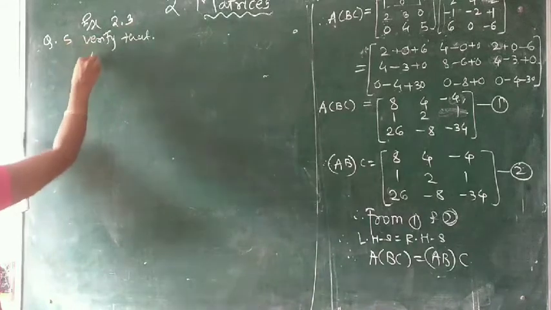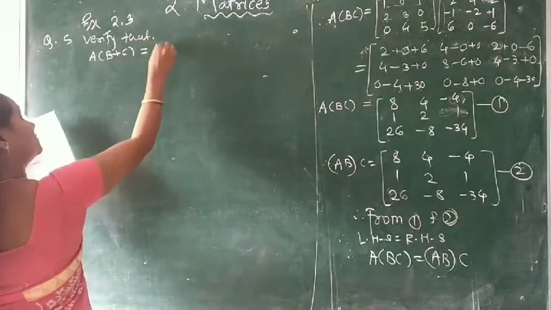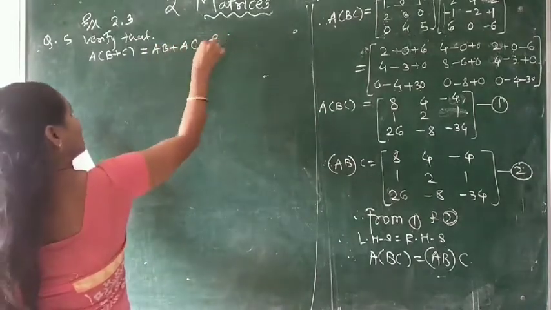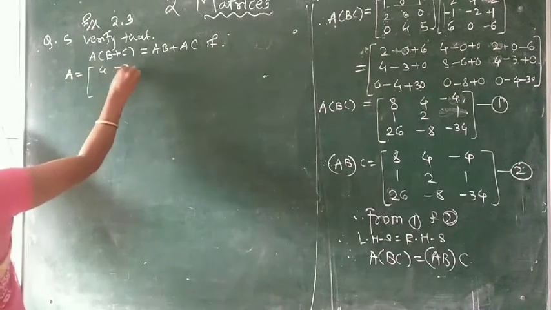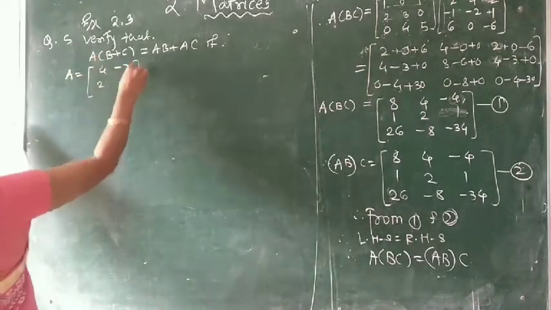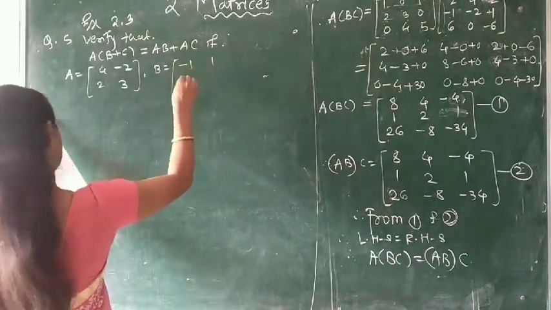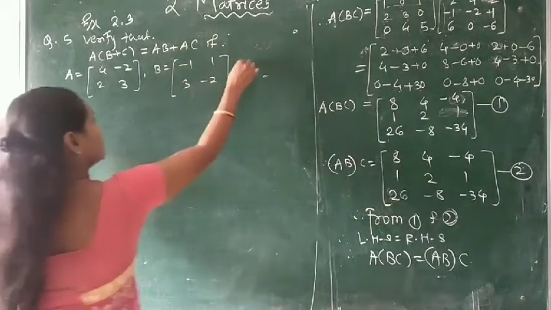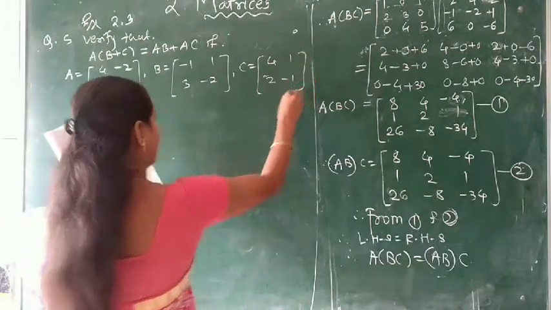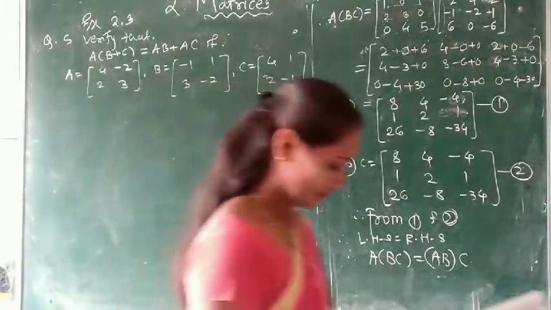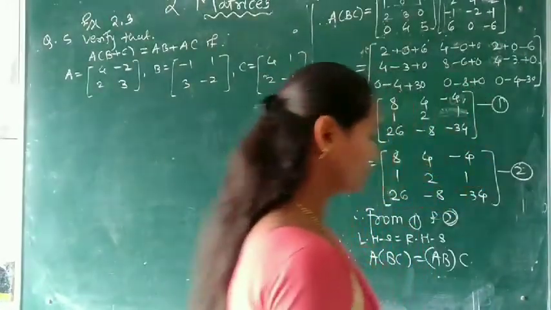Verify that A into B plus C is equal to AB plus AC if A is equal to [4 -2; 2 3], B is equal to [-1 1; 3 -2], C is equal to [4 1; 2 -1]. Check signs carefully.